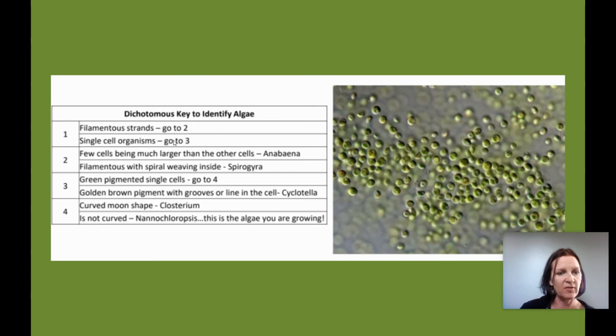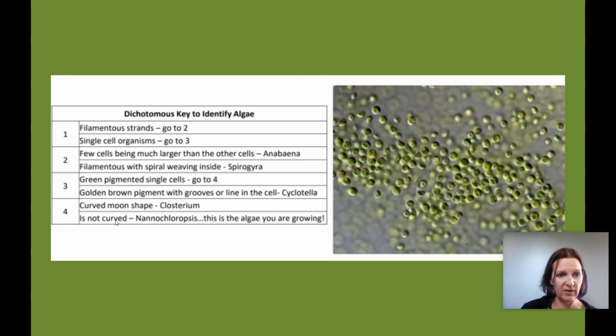So single cells, I'm going to go to step three. I'm skipping step two. Are they green cells or are they golden brown? I can see that they're green, so I'm going to go ahead and go to step four. Finally, I need to decide, do they have a curved moon shape? Do they look like a crescent moon? Or are they not a curved moon shape? They do not look like a crescent curved moon to me.